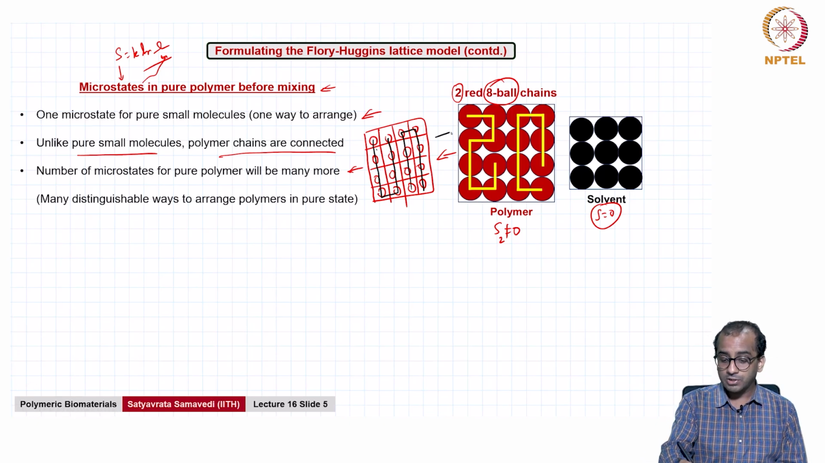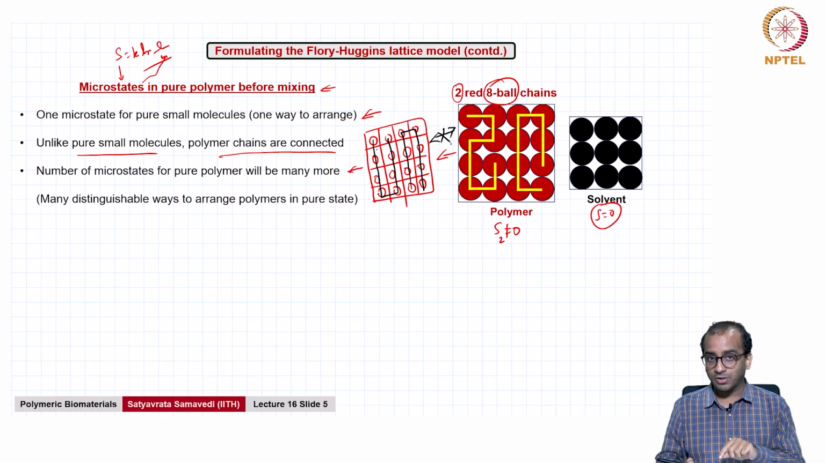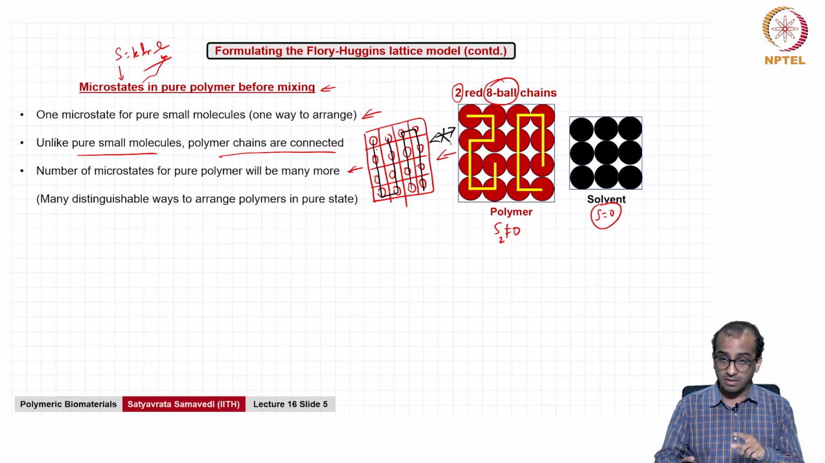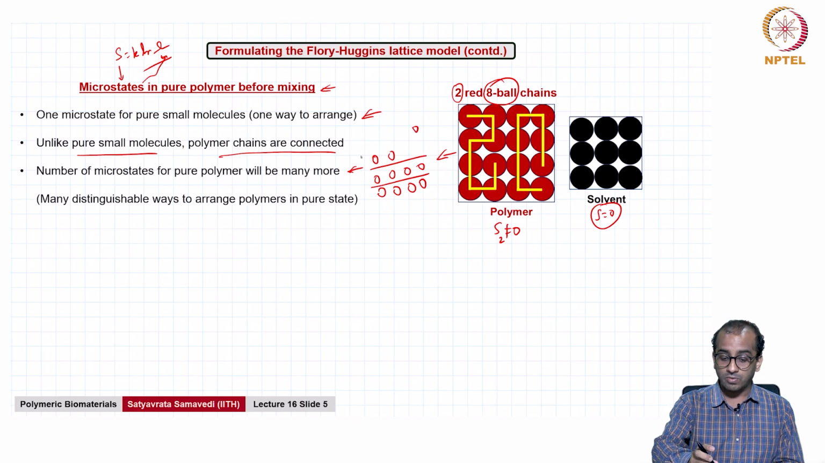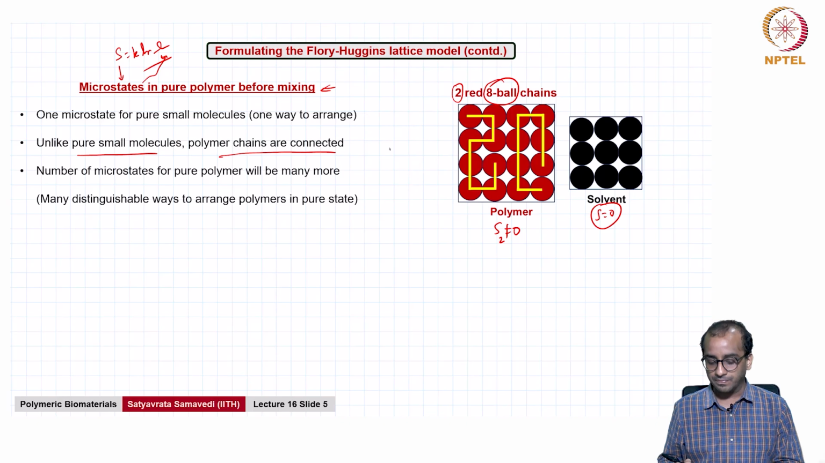Clearly you see these two are not the same. So, even in the pure state, what is important to appreciate is that the polymer will have many different arrangements that are possible, many different microstates that it can take in the pure state as compared to the small molecule solute. That is an important distinction to keep in mind. So, as a result, S2 here, that is the entropy of the pure state for the polymer, is not going to be 0.